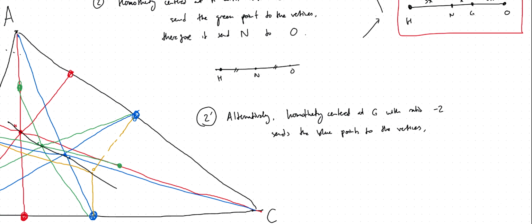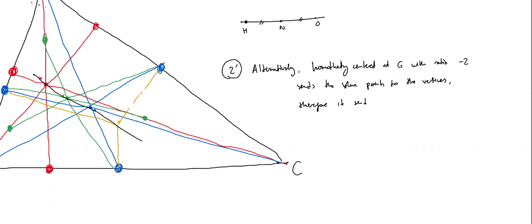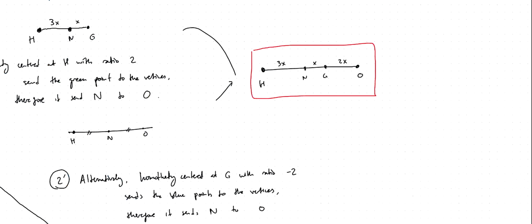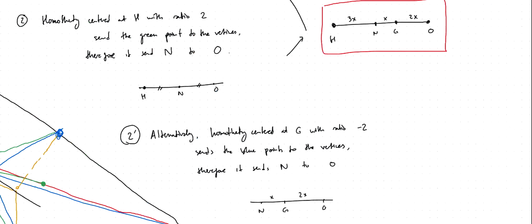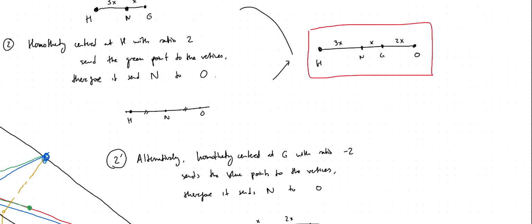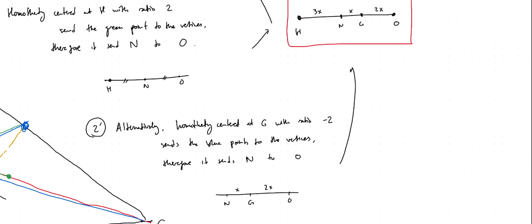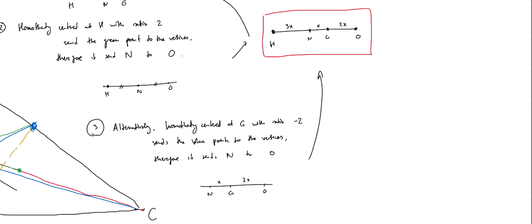If it sends the blue points to the vertices, it sends N to O, because N is the circumcenter of the blue points. And N to O, which means N, G, O like this. X to X, indeed, the same thing. So all of these are consistent. So if you just combine this with this, let me call this 3. So I have 3 proofs here, but 2 of them are enough, okay?